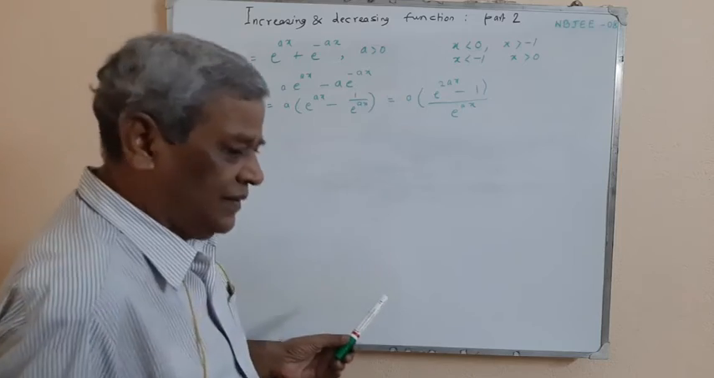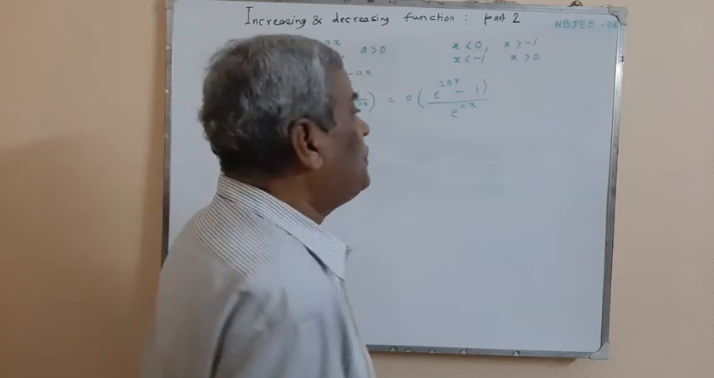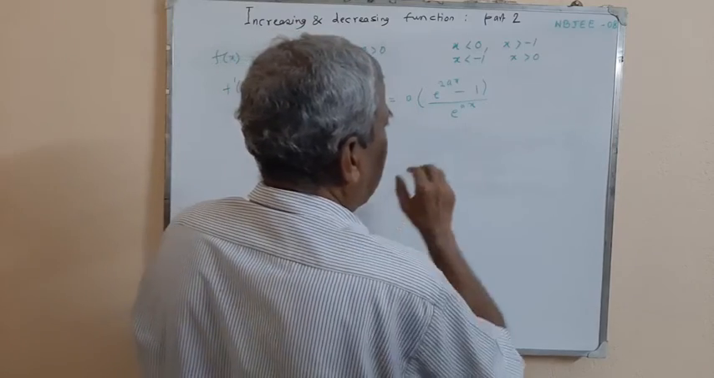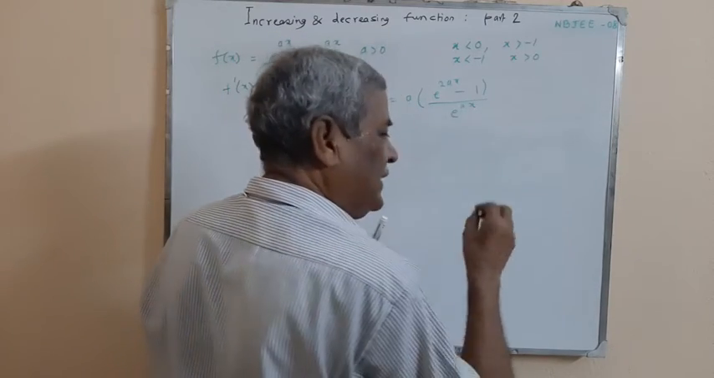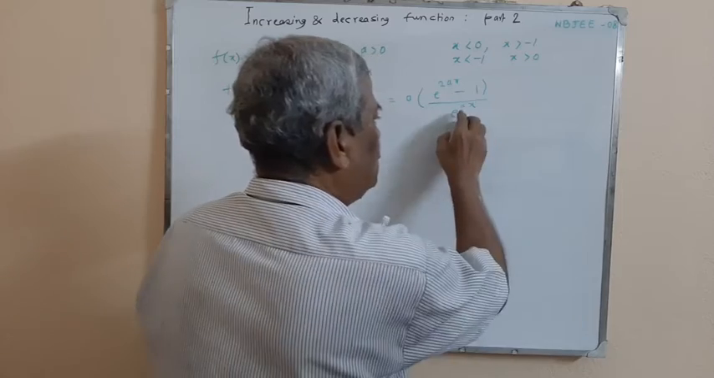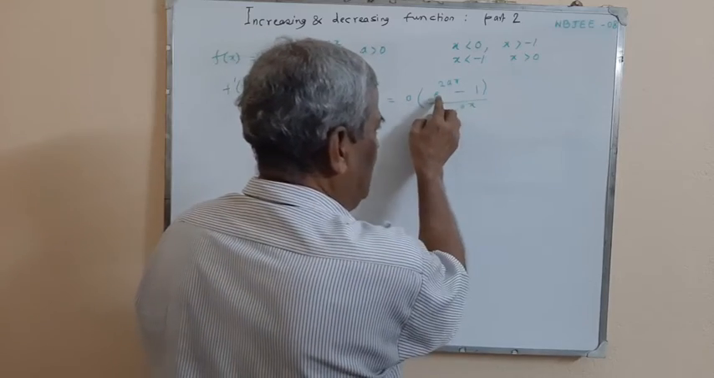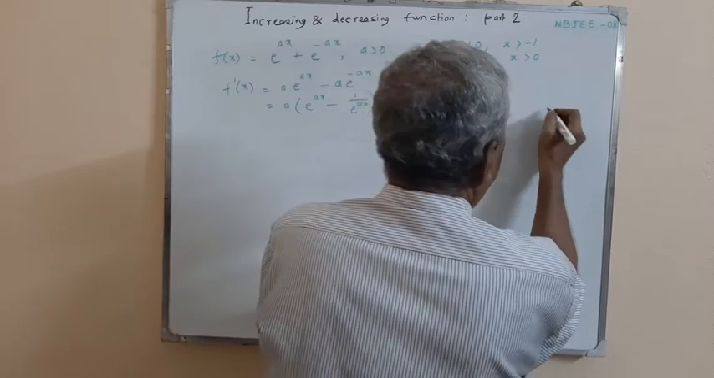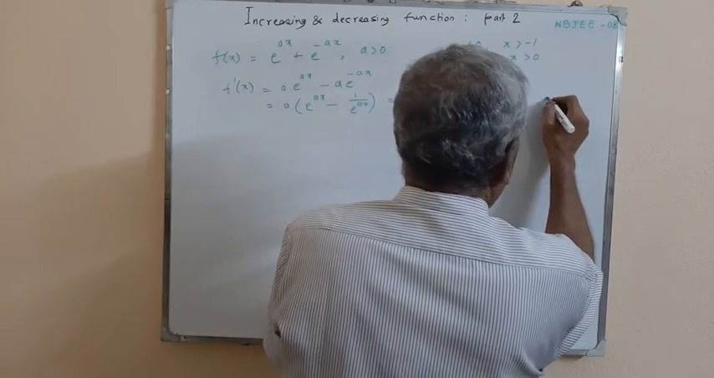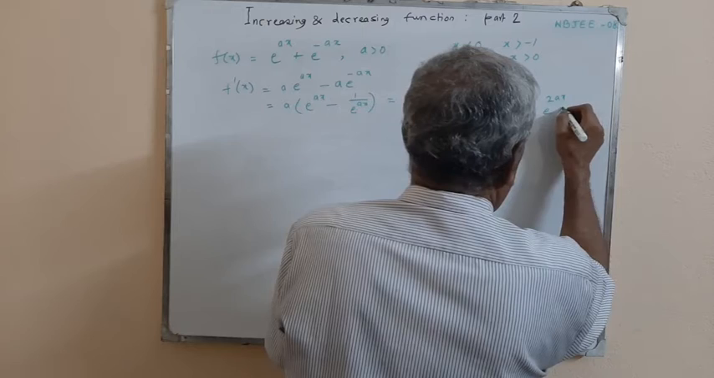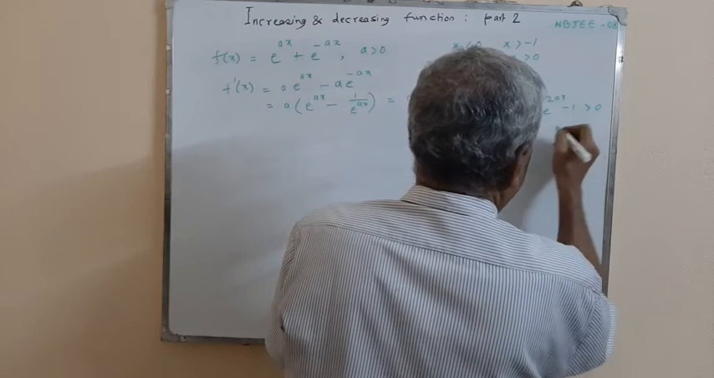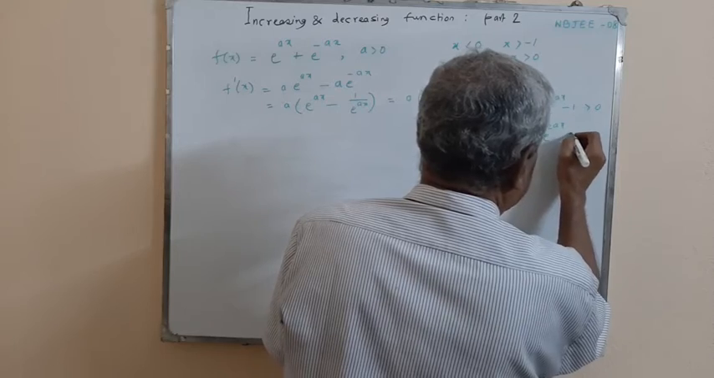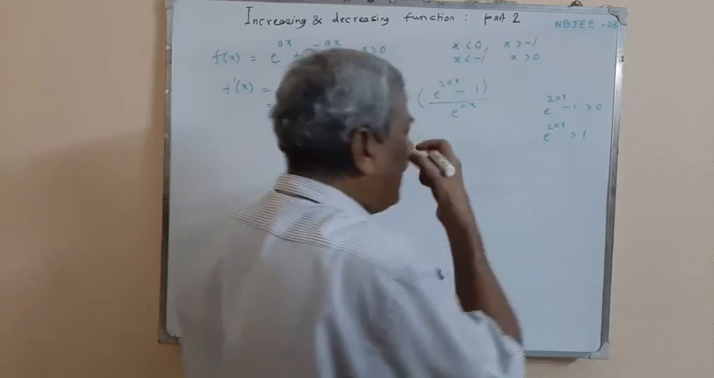Now, to identify whether it is positive or negative, a is positive, that part is positive. E to the power ax is ever positive, so this is also positive. And the numerator will be positive if e to the power 2ax minus 1 is positive, that is when e to the power 2ax is greater than 1.